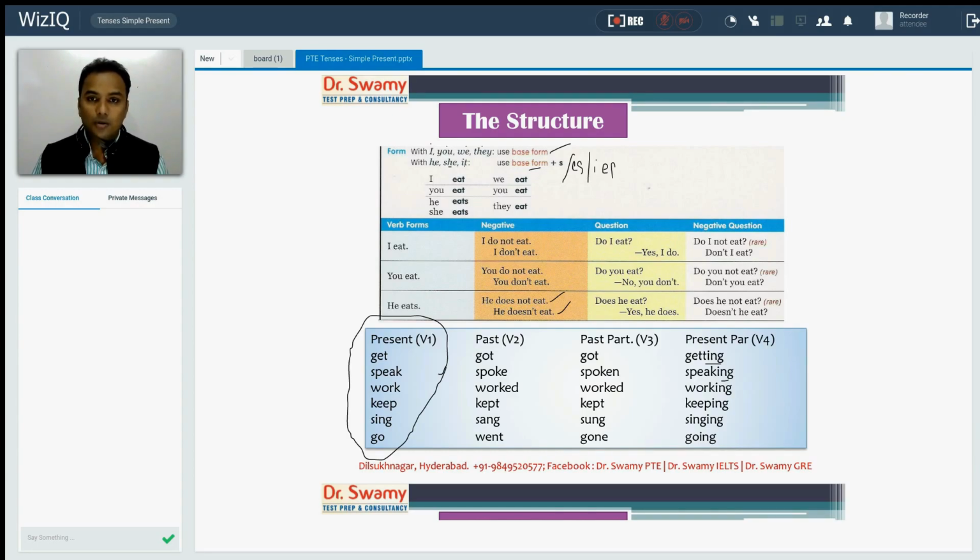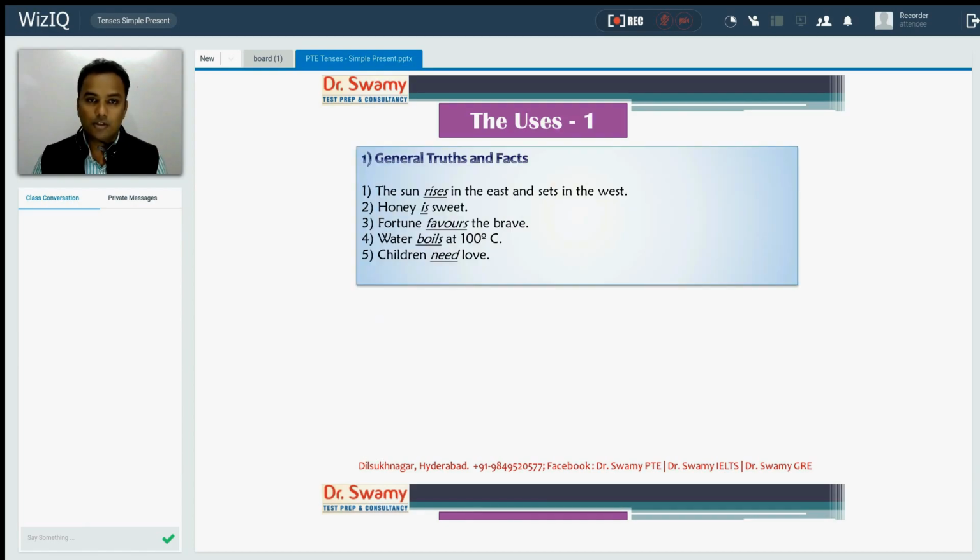Okay, so basically, with regard to the structure, what you need to remember is in simple present tense, you have to use the verb in the base form, the verb in the first form. That's about the structure of it. And let's come to the uses of simple present tense.